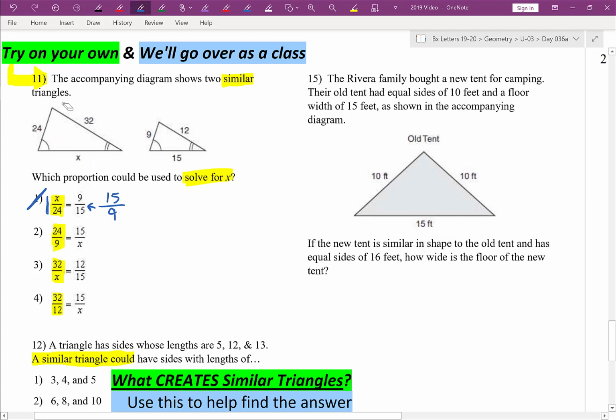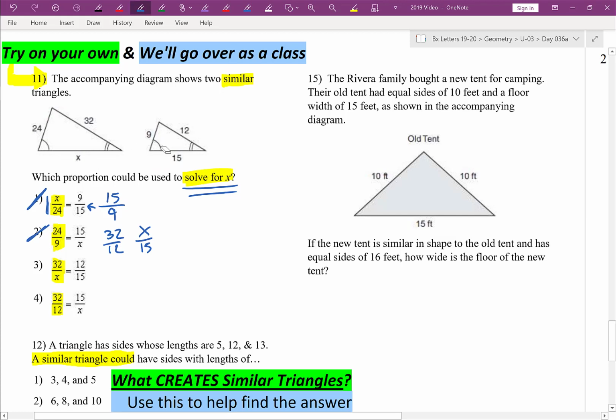I go back to the drawing board. I look at number 2. Now in number 2, they're doing 24 over the corresponding 9. So I would expect either 32 over 12, but they want x, so that's clearly not going to show up, or x over 15. And here, they've reversed it again. That's why number 2 is incorrect.